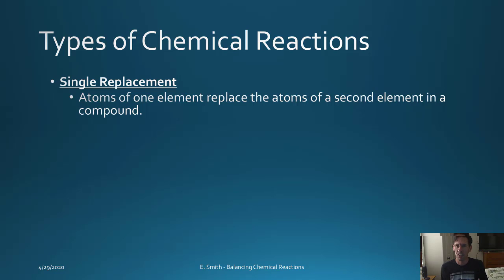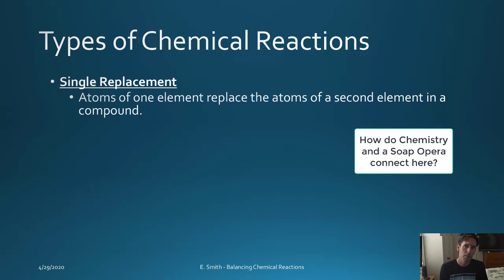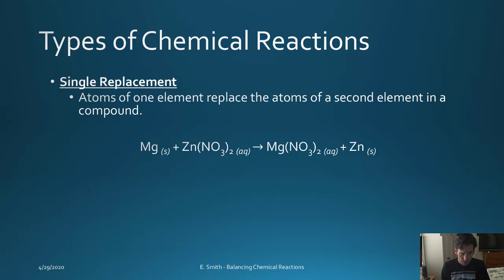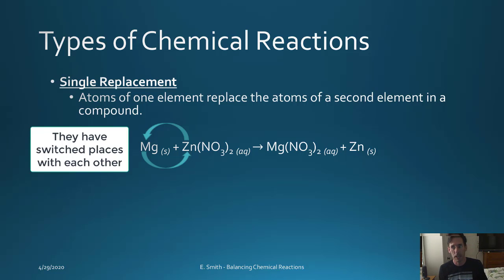I typically refer to this as the soap opera chemical reaction because we always have a character in a soap opera that is brand new, that sneaks in and swoops away someone who's been a couple for a very long time. So if we look at, we got magnesium here, and it's going to be reacting with zinc nitrate. And you can see on the product side that the magnesium is now with the nitrate, and the zinc is all by itself, meaning one thing has replaced the other. It's single replacement, okay? So literally, the magnesium is replacing the zinc.